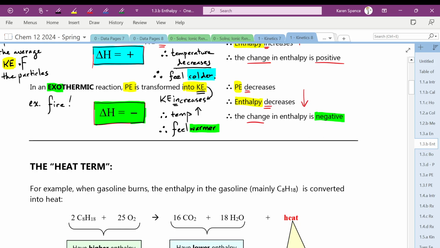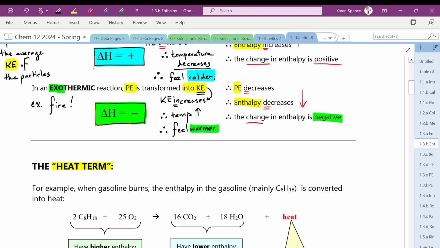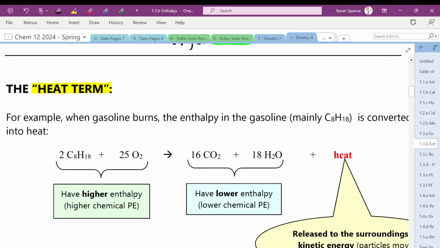So we are now going to look at where we put this thing that we call the heat term. So when gasoline burns, again, we have something burning. So this is, again, a type of fire. If you have an internal combustion engine, you just have a controlled fire in your car. If you have an electric car, you've got a different story, but anyway, there we are. So the fuel is C8H18. That's octane, and it reacts with oxygen.